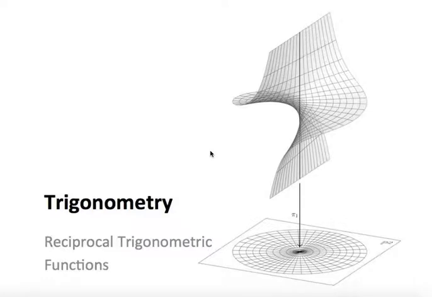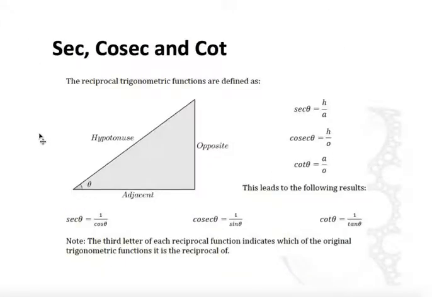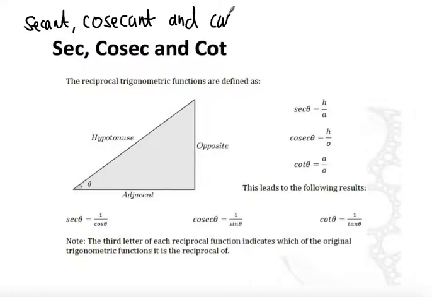So in this lesson, we're going to be looking at the reciprocal trigonometric functions. The reciprocal trigonometric functions are sec, cosec, and cot. And in fact, these are abbreviated from secant, cosecant, and cotangent. Oops, let's correct that spelling.